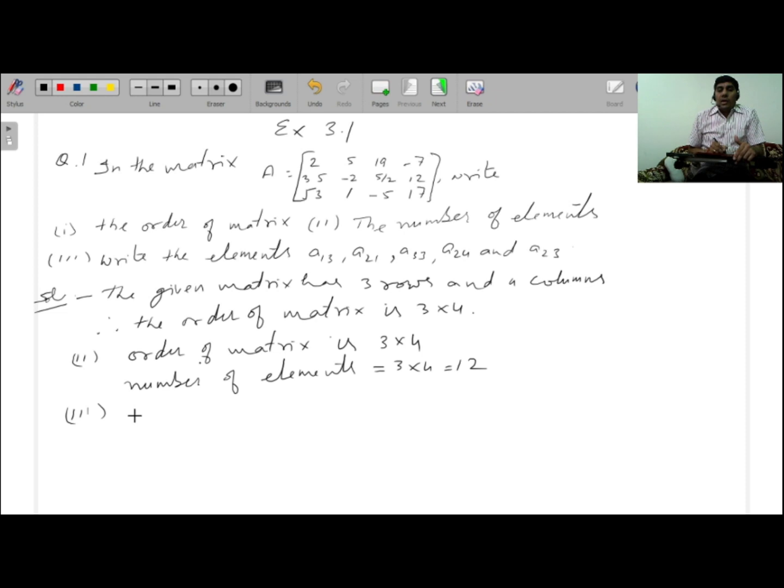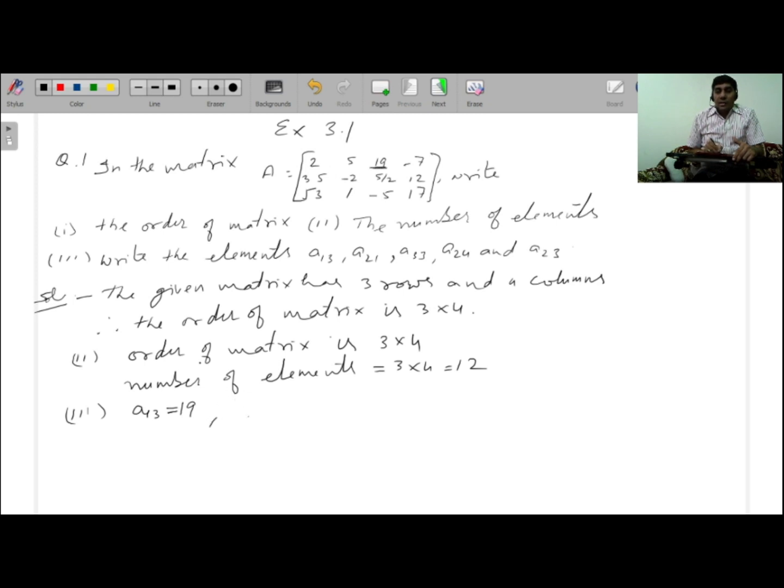Third, write the elements A13, A21, A33, A24 and A23. The first element A13 is the element which lies in the first row and third column. In this matrix we see the first row is 2, 5, 19, minus 7 and the third column element is 19. That means the element which lies in the first row and third column is 19.